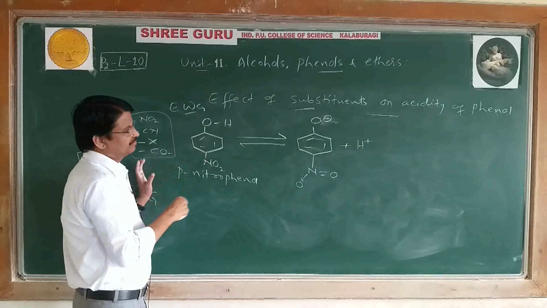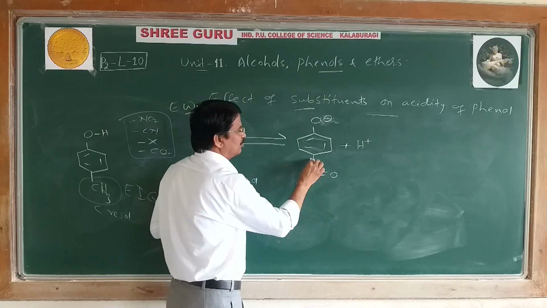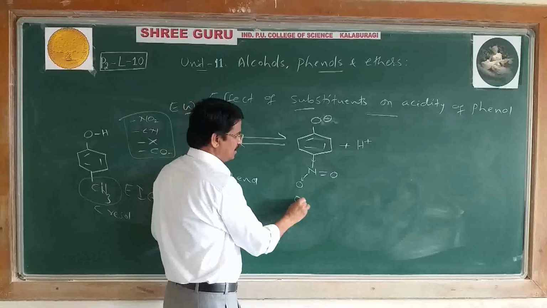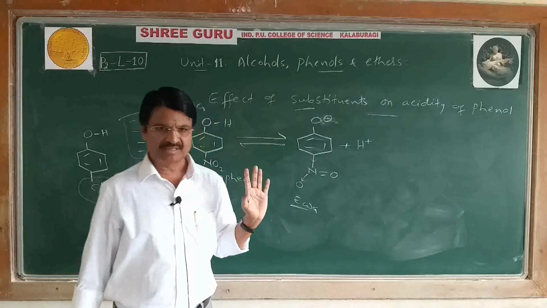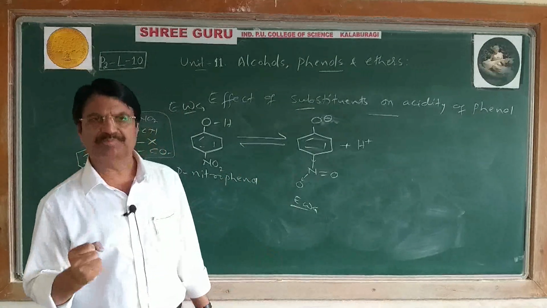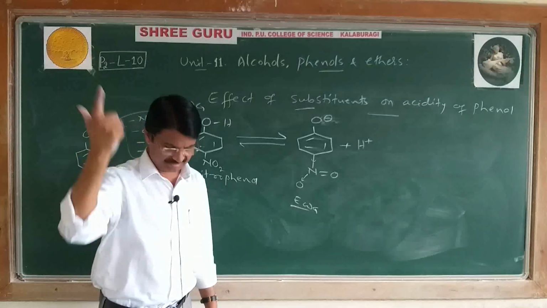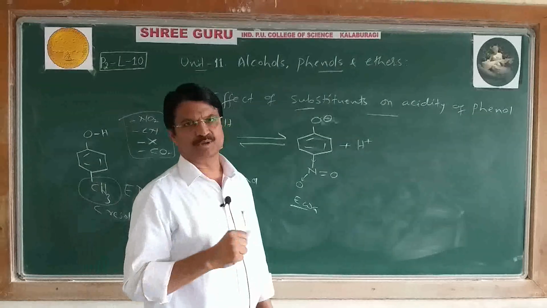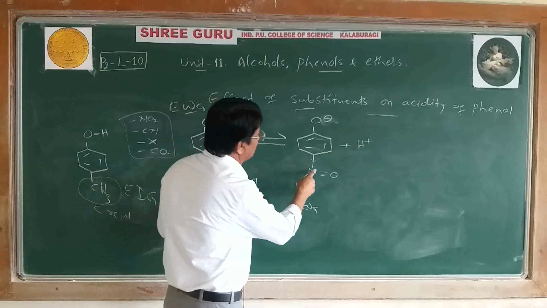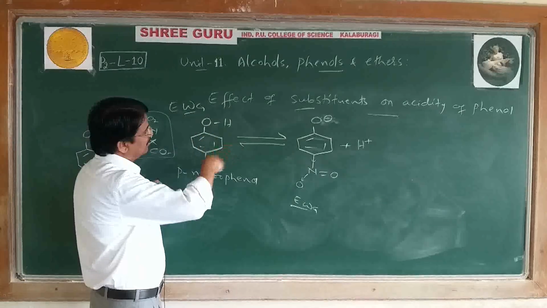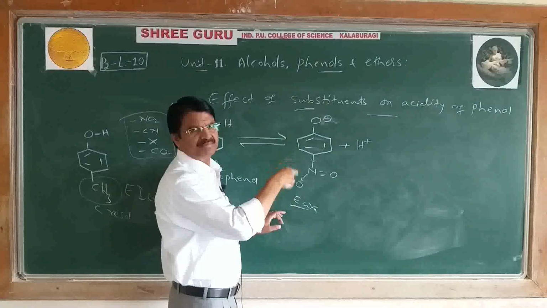So in nitrophenol, the NO2 group is an electron withdrawing group, EWG. First you have to write the reason like this. Why is nitrophenol more acidic? In nitrophenol, the NO2 group, or nitro group, is an electron withdrawing group. It increases the acidity because the nitro group is in conjugation with the pi electrons of the benzene ring.